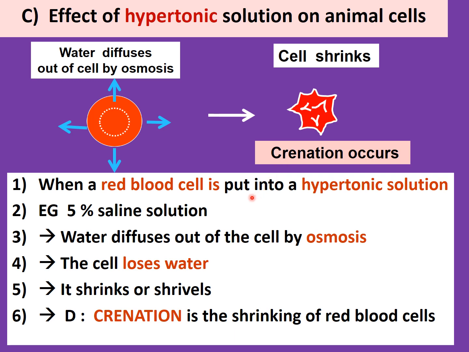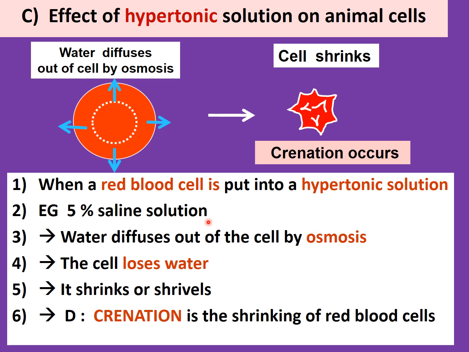Okay, so here the hypertonic solution is 5% saline solution. How do we know that it's hypertonic? As long as the concentration of this salt solution or sodium chloride solution or saline solution is more than the isotonic solution.